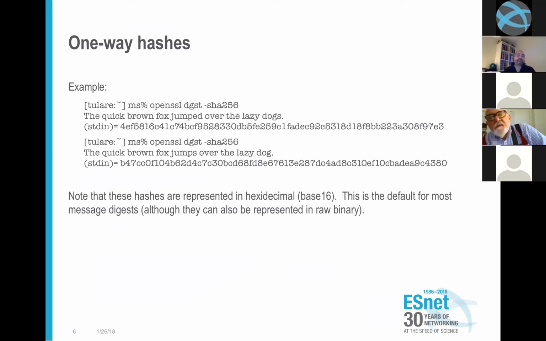Again, these hashes are represented in hexadecimal. Sometimes digests or digital signatures will be represented in base 64 instead of base 16 because it's more efficient. Base 64 takes binary data and converts it into an ASCII format that we can actually read, but it looks like random data to us.